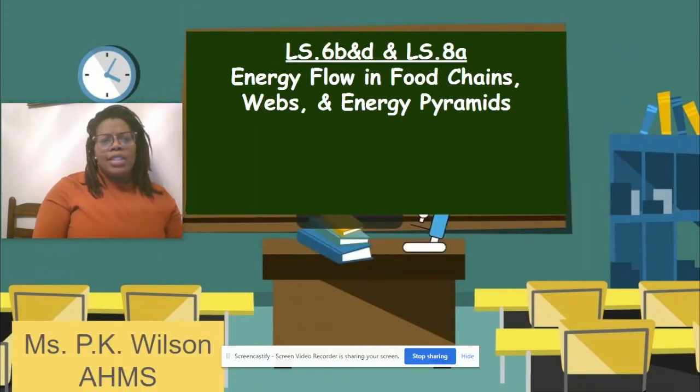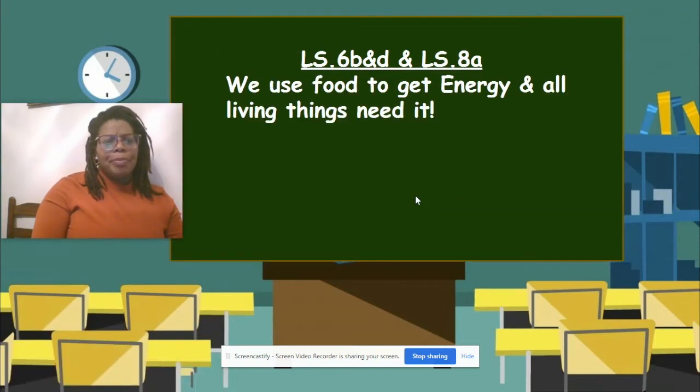And so this brings us to our topic for the week, LS6 B and D, and LS8A: energy flow and food chains, food webs, and energy pyramids. From these videos, you should have been able to see that all living things need to get energy in order to stay alive. Some of them can make their own, and some of them, like us humans, have to use food in order to get energy. And that's what those turtles and fish were fighting to do in those 2 videos. They were fighting to get food and the energy that they needed to survive.